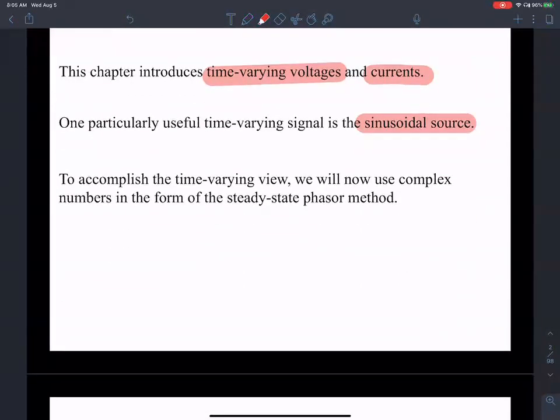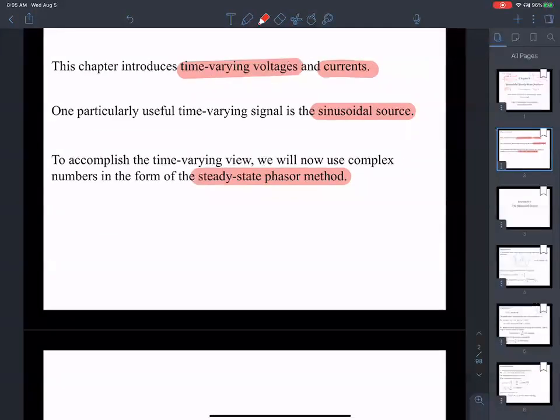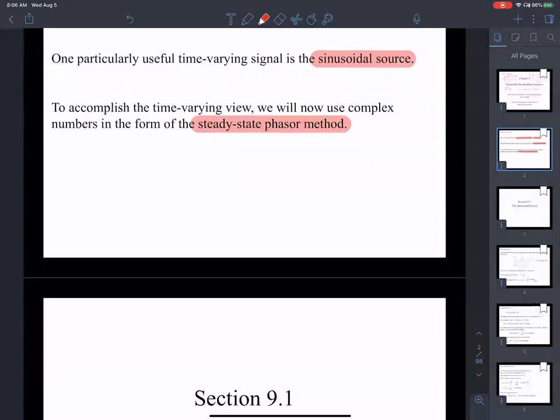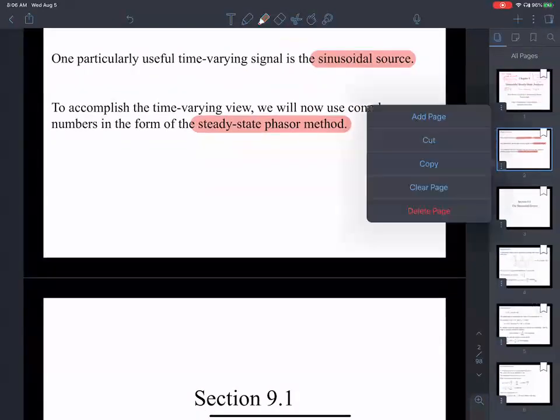Now to accomplish this time varying view, we use the phasor method. The idea is this. Let me talk about this concept upfront. It's not until later on that the flow of the chapter actually dictates that we talk about it, but in the interest of giving you some clarity upfront, I'm going to talk about the idea of phasors right now in a summary view, before we even go on to talking about sinusoidal response. Let me see if I can add a page here.